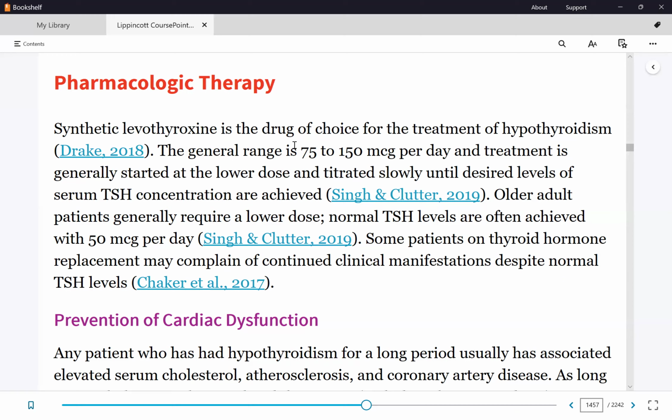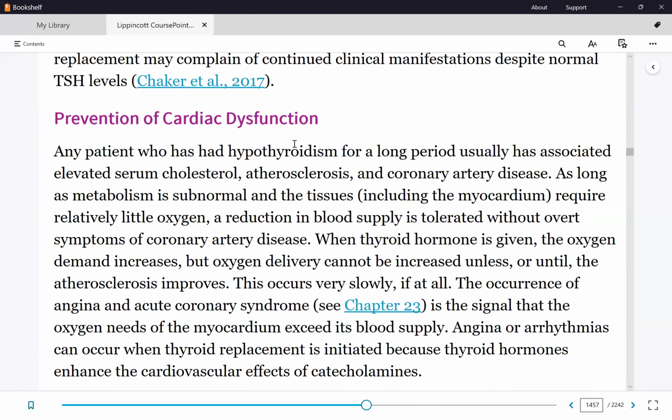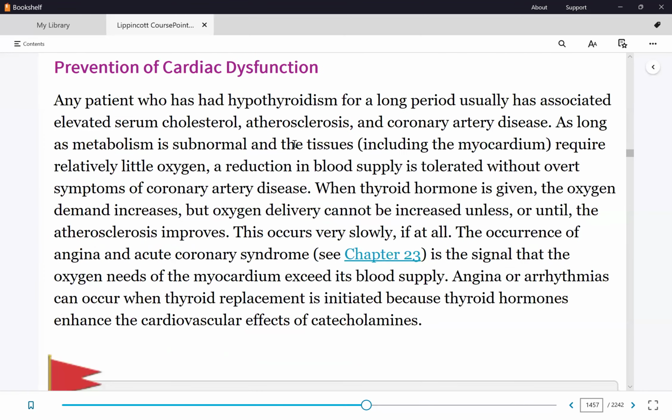For this reason, we start low and go slow, meaning it's important for you to explain to the patient that, yes, this dose that the doctor ordered for you may not show any significant changes until several months later. Sometimes it may take years before they see any changes because the doctor is very cautious about increasing the dose.